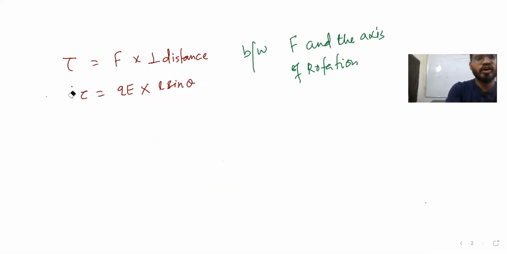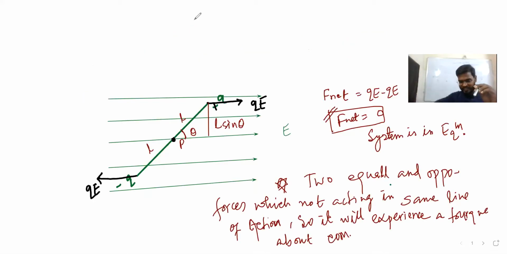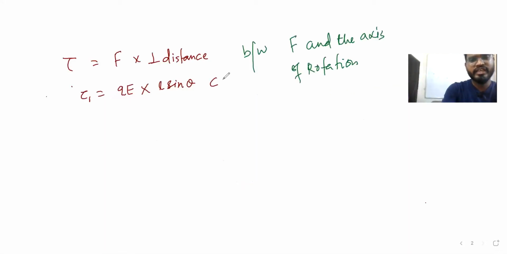Let's consider this is torque 1 because two torques are there. Direction is going to be in this direction, so clockwise, right? So let's take clockwise direction.